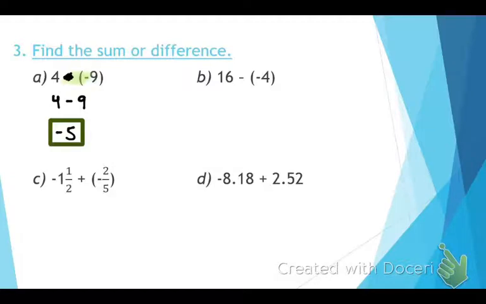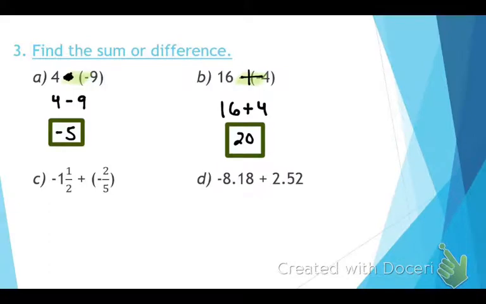Who'd like to help me with problem B? Christopher, 16 minus negative 4. What should I do? Turn the two negatives into positive. Very good. We've got a double negative, so it turns into a monster positive. If I rewrite it, it's 16 plus 4. And what's the answer? 20 is correct. Box it in.